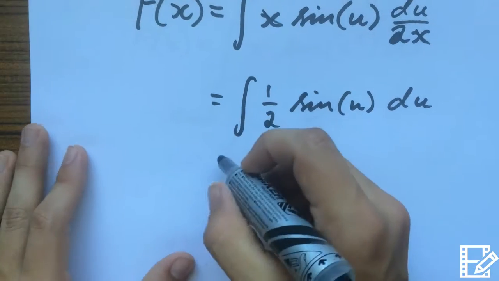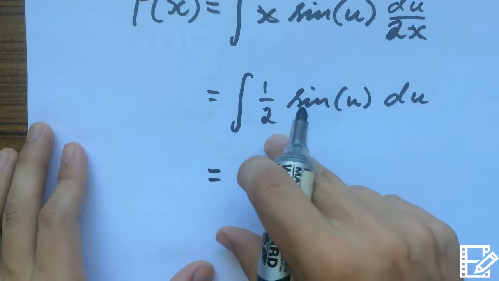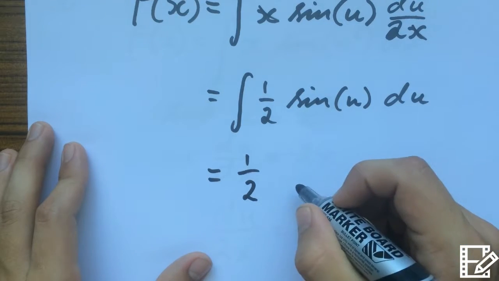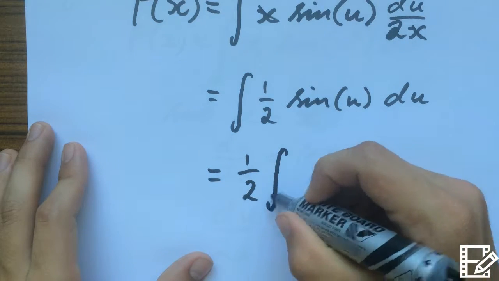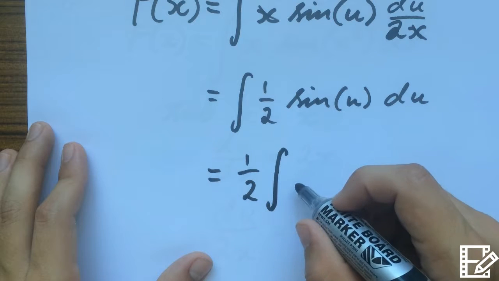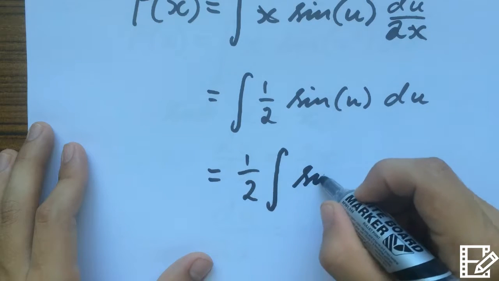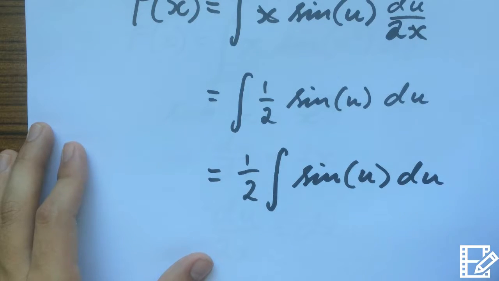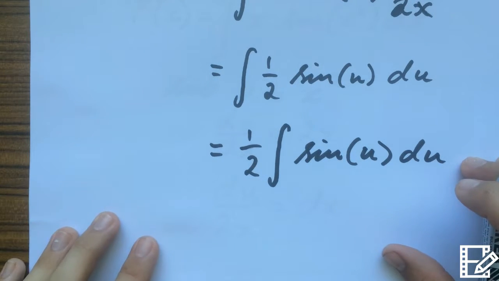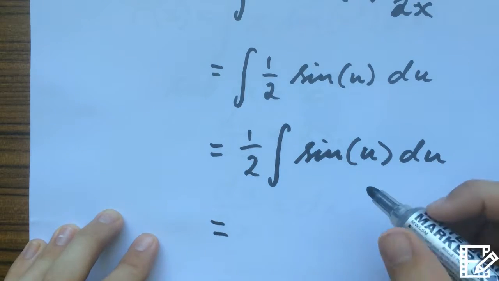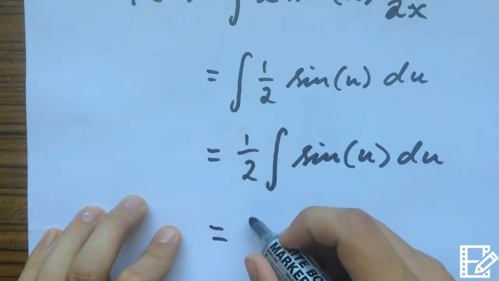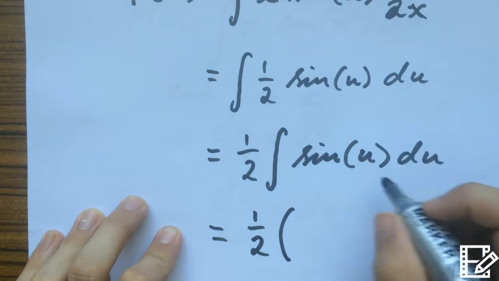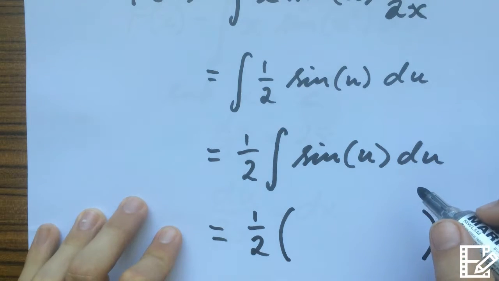Anyway, because it's multiplication by a constant, we bring the constant out the front. The constant being a half, so we bring it out the front, and we focus on only finding the integral of sine u du. Now, we have 1 over 2, and we're multiplying it by whatever the integral of this is.